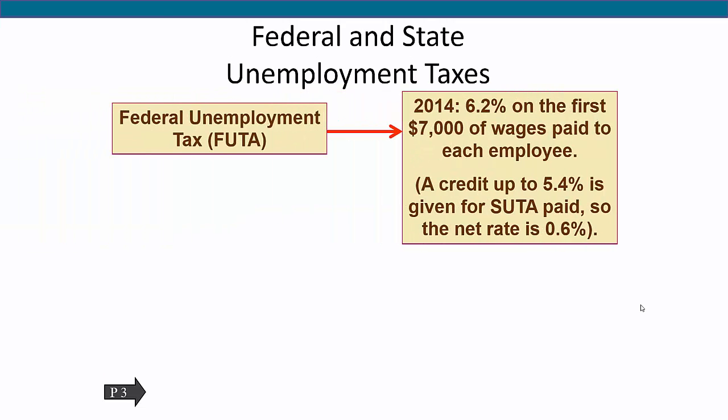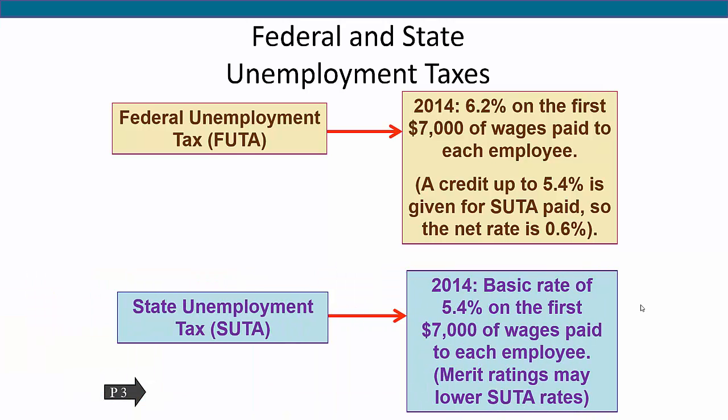In addition to matching your contributions for FICA, Social Security, and Medicare, your employer must pay all federal and state unemployment taxes. In California, the employer pays all unemployment taxes. However, in some states, employees are also required to make state unemployment contributions. The federal and state unemployment tax rates are subject to change.